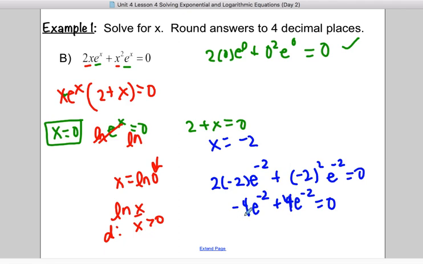Are these two things going to cancel to be 0? They are like terms, so yes, they will. So 0 equals 0. So yes, x equals negative 2 is an answer. So I have two answers, x equals 0 and x equals negative 2 for that problem. Okay.